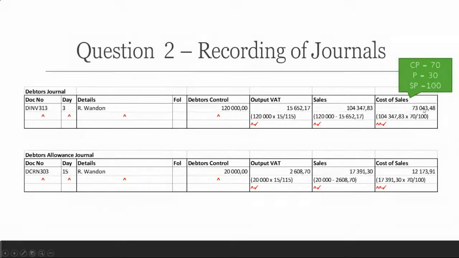Now, the other mistake students made is they took the 120 here, which was inclusive of VAT, and then applied the profit margin or the markup percentage, which also gave them an incorrect amount.